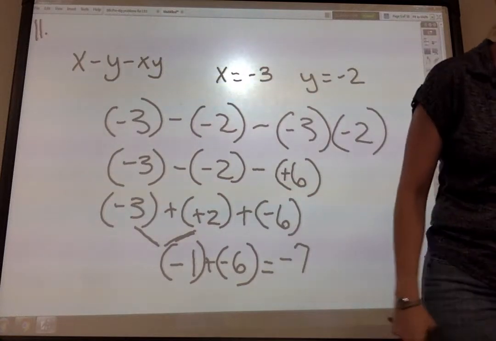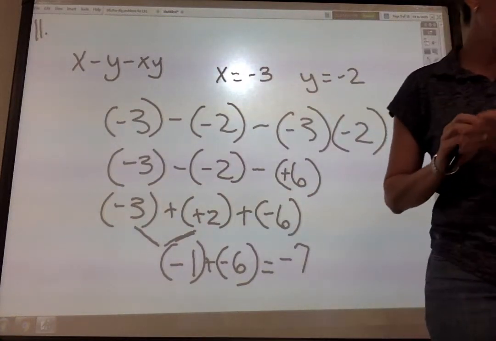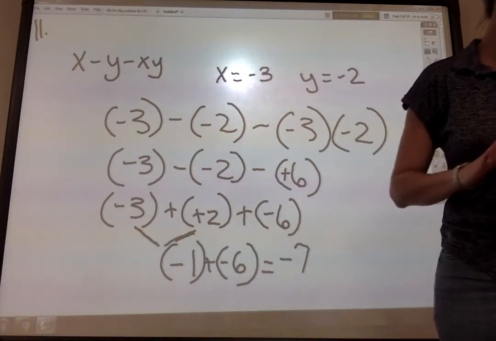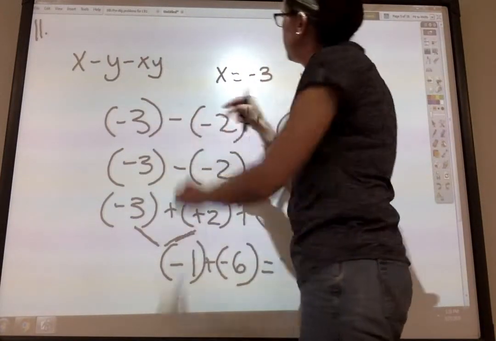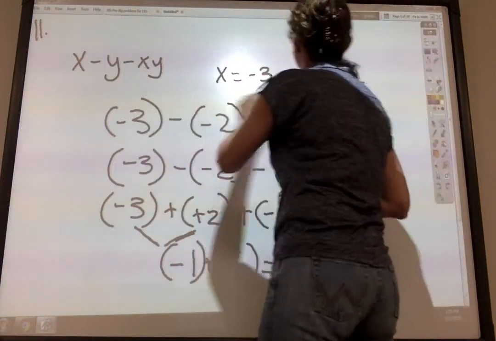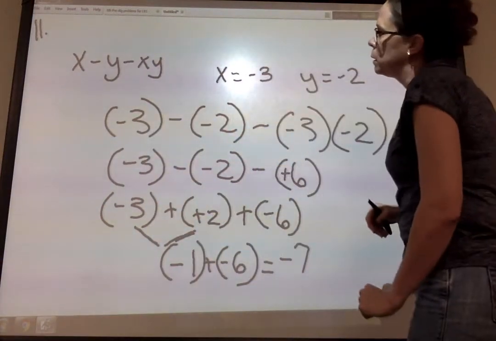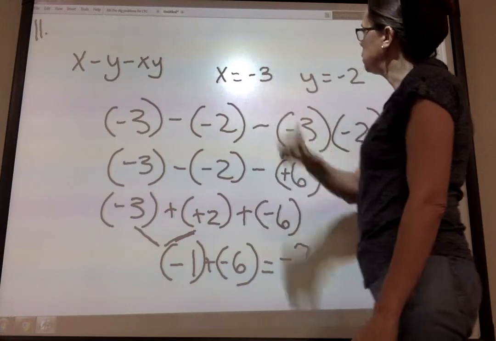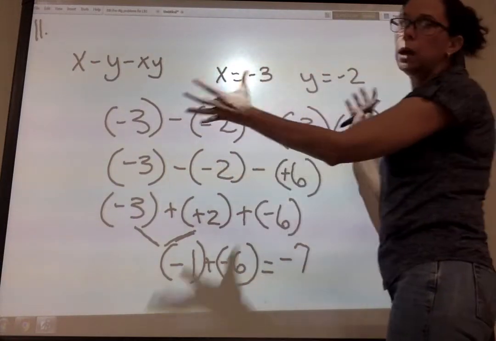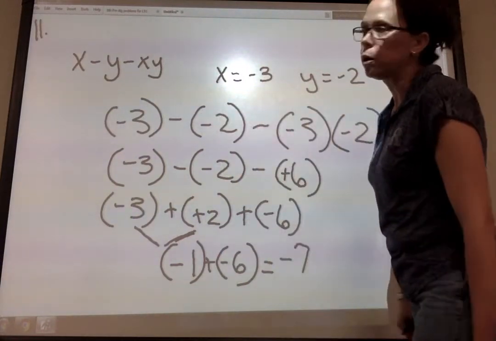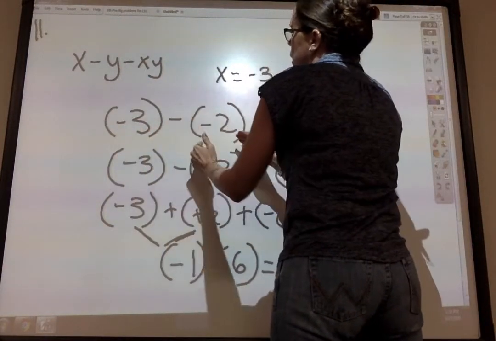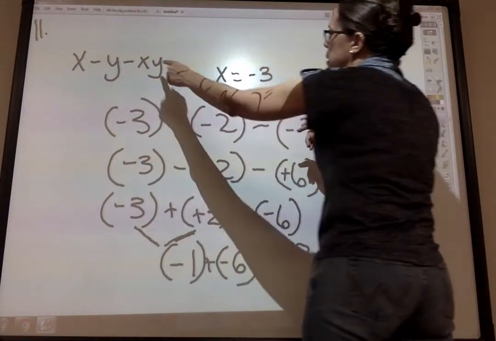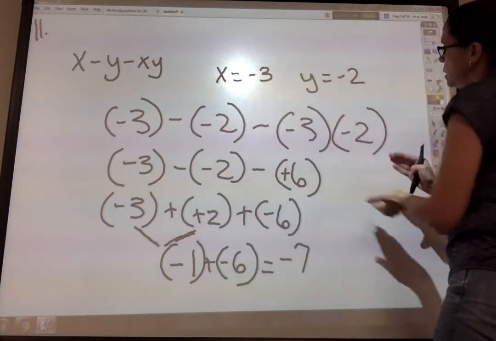Number 11. This is one of our newest types of problems, okay? We had to evaluate. So they gave us x minus y minus xy, and they wanted us to use -3 for x, -2 for y. Okay, so I replaced every x with -3 and every y with -2, and I kept them all in parentheses to help. So now I have -3 minus -2 for y minus -3 times -2.